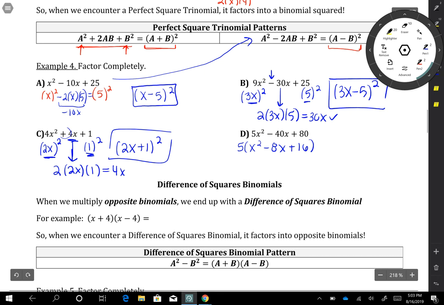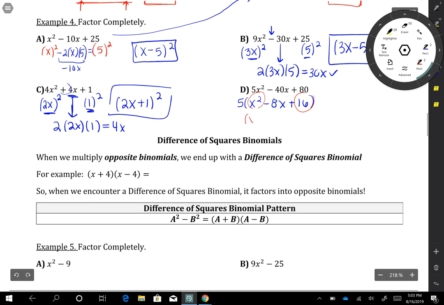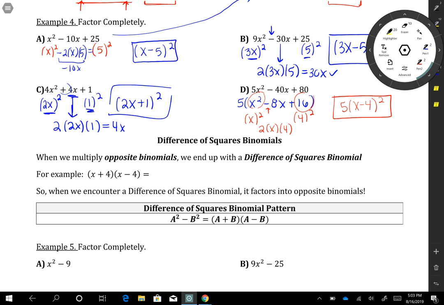But the thing that we notice is that x squared and 16 are both perfect squares. So we think about what are their square roots, and the square root of x squared is x, the square root of 16 is 4, the middle term is negative, so that factor would be x minus 4 quantity squared, but we're still going to have that 5 out front. And remember, you can double check your middle term is correct if you take 2 times those two values we put in the binomial. 2 times x times 4 does give us 8x, so that is correct. And those are perfect square trinomials.